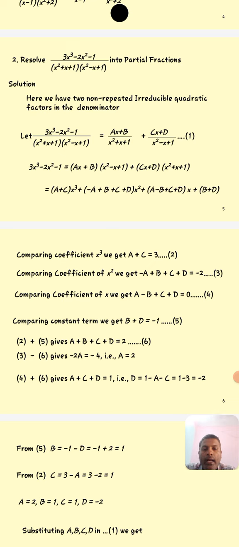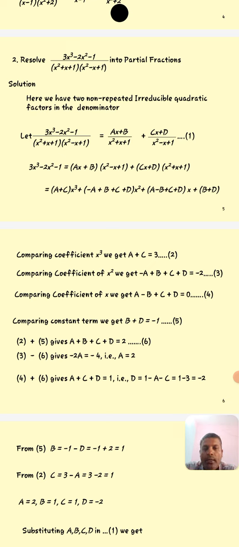We have to add the second equation and the 5th equation. That gives a plus b plus c plus d is equal to 2. This is the other equation we have to choose, number 6. Now we can do equation number 3 minus equation number 6, which gives minus 2a is equal to minus 4, that is a is equal to 2. Okay, the a will be over.